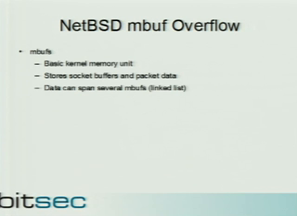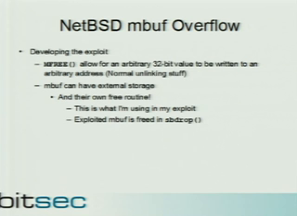So what are mbufs? It's basically a basic kernel memory unit used throughout the networking code in BSD. It stores things like socket buffers and packet data, and the data can span several mbufs in a linked list. So basically I've exploited mbufs in two different ways on BSD. The first technique is an unlink exploitation technique, basically unlinking an mbuf from a doubly linked list. But the second technique is even better because it's very, very hacker friendly. It's very easy to exploit.